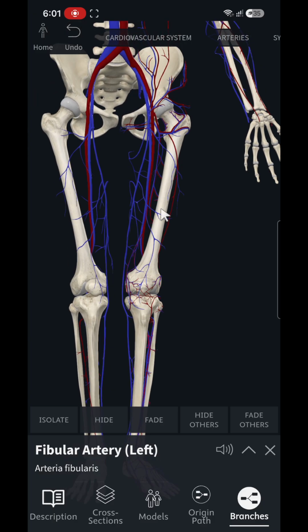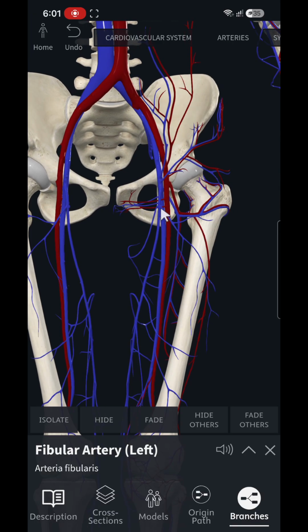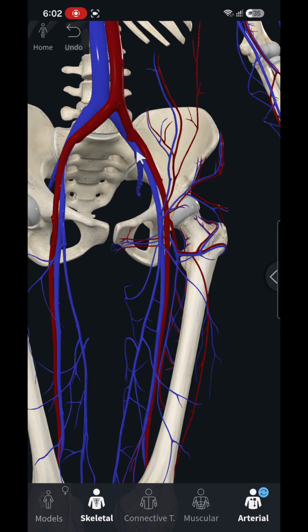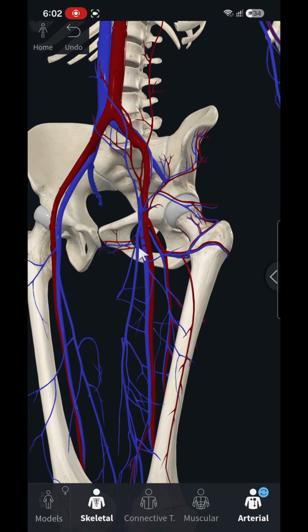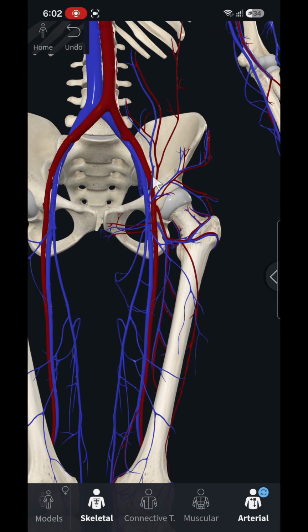Okay, let's get into the veins, right? So here, again, we have the common iliac veins. They give off the internal iliacs and then the external iliacs. And then after the inguinal ligament, the external iliac is the continuation of the femoral vein, right? The femoral vein also has small tributaries like the superficial epigastric, circumflex iliac, and the external pudendals right here.